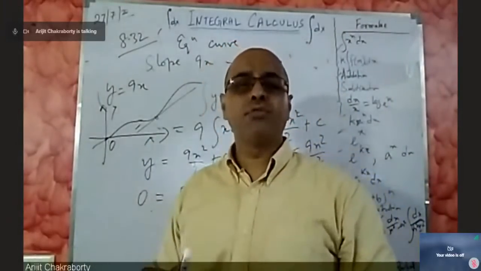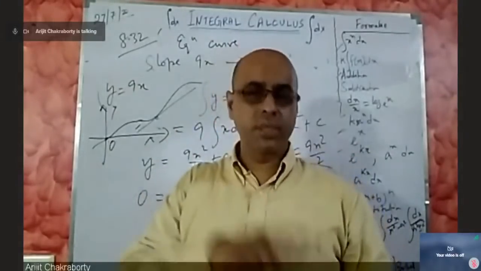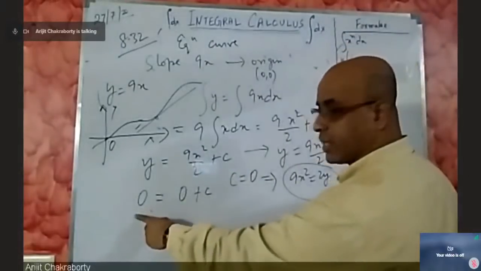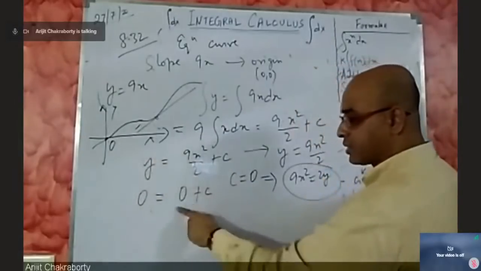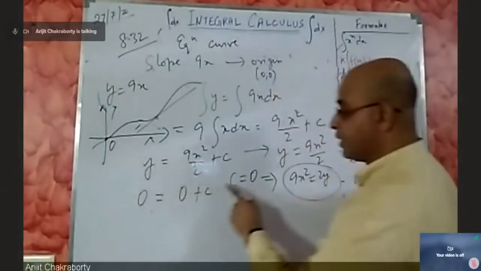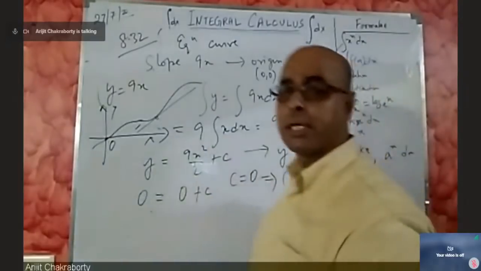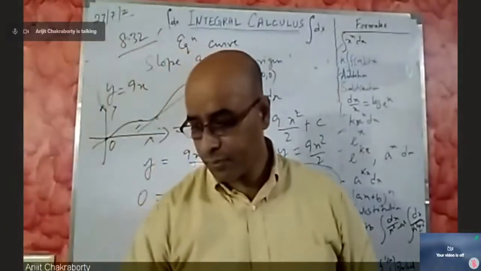Now since the curve passes through 0, 0, the origin, x is 0, y is 0. So since it passes through the origin, I can equate this. X is 0, y is 0. So we get 0 plus c equal to 0, which means the constant c is also equal to 0. This gives us the equation of the curve: 9x square equal to 2y.